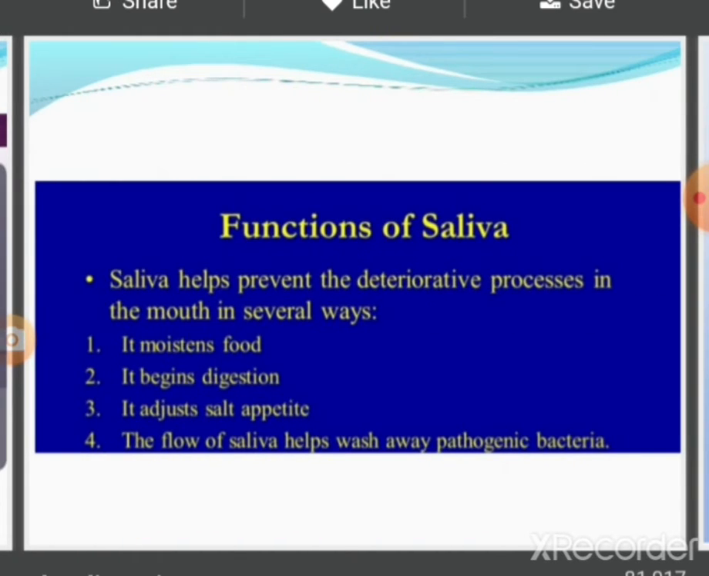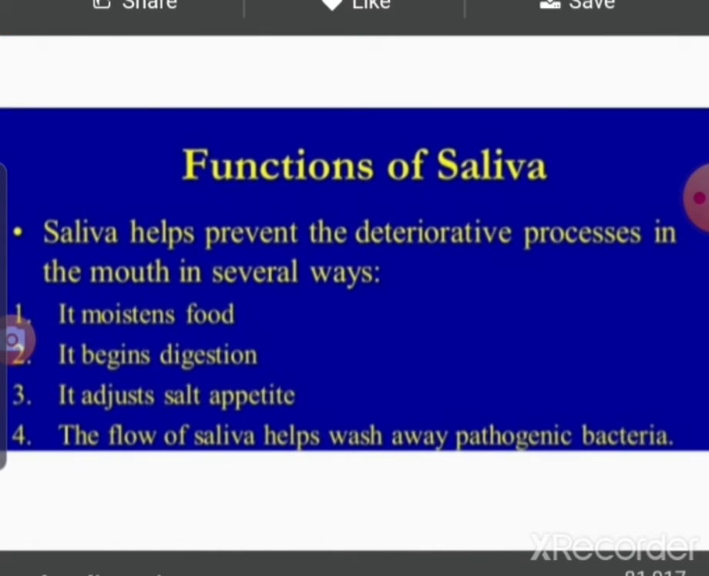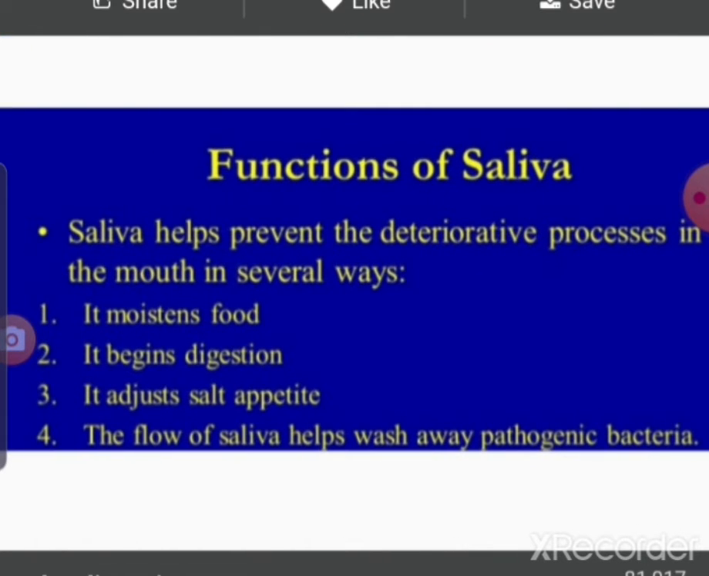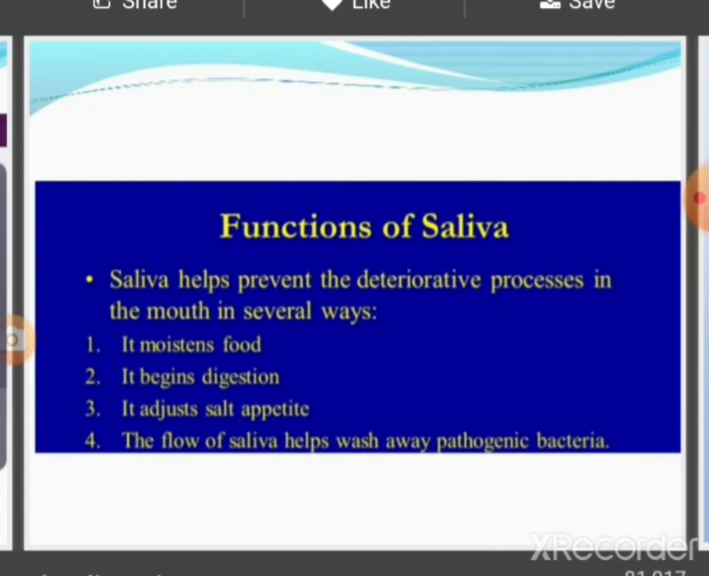Next, the function of saliva. As I have told, the salivary glands secrete the saliva. So let's see what the function of saliva is. It moistens our food, it helps in digestion, and it adjusts the salt level in our body, and the flow of the saliva washes away some pathogenic bacteria, meaning it also helps to kill the pathogenic bacteria in our mouth.